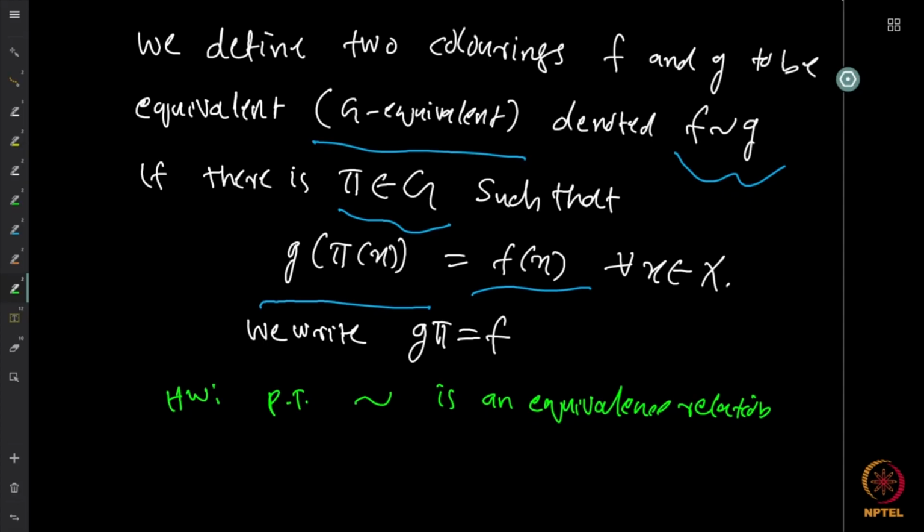So now prove that this relation that we defined is an equivalence relation, right? So G-equivalent is an equivalence relation. The reason we call them equivalent is because this happens to be an equivalence relation, but you need to prove this. It's quite easy. Just prove that tilde is an equivalence relation.